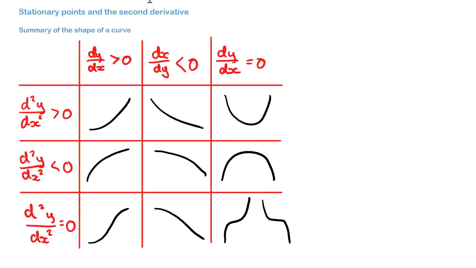But if we look down here at this one, this is showing where you've got a gradient, a first derivative, that is less than 0 and a second derivative that is also less than 0. So this kind of table can help you identify what the graphs are going to look like in terms of the first and the second derivative.